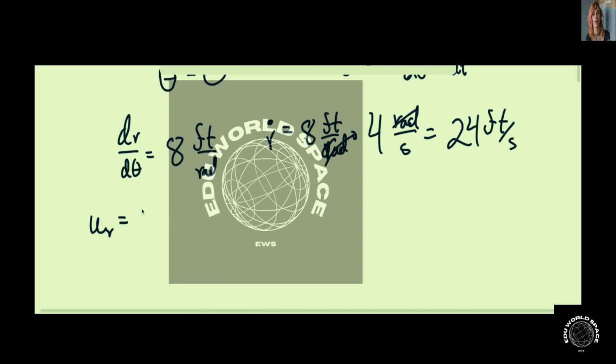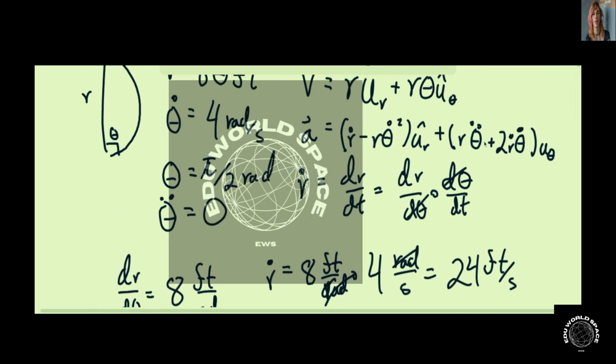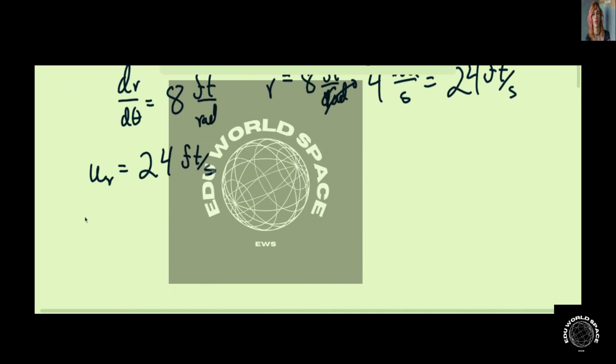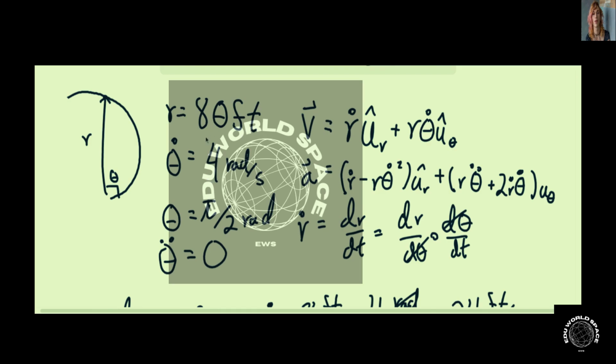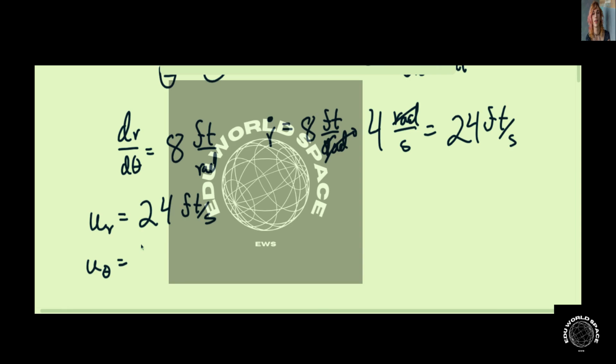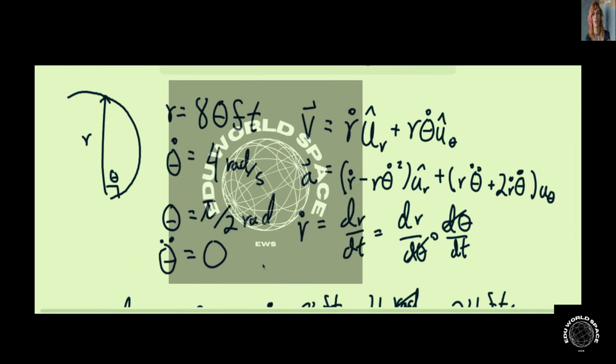So if we plug all this in, U R is going to be 24 feet per second. U theta is going to be r, which at pi over 2 is 4 pi, times theta dot. So 4 pi times 4 is 16 pi feet per second.